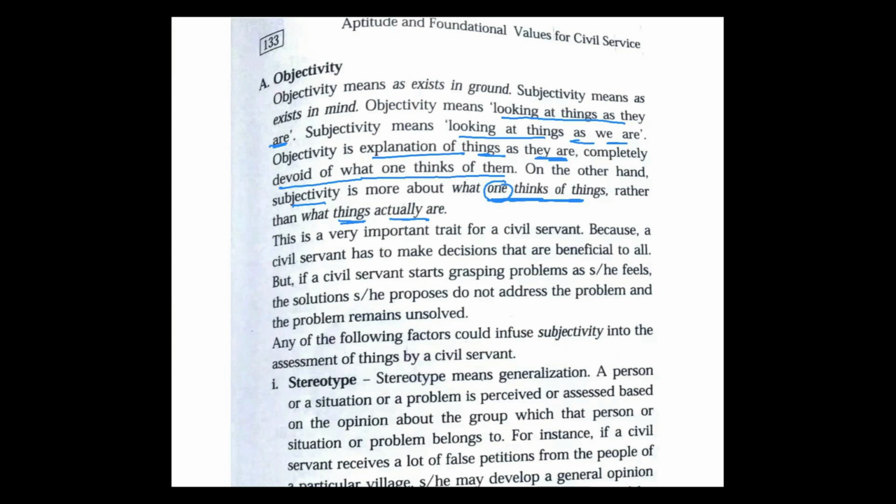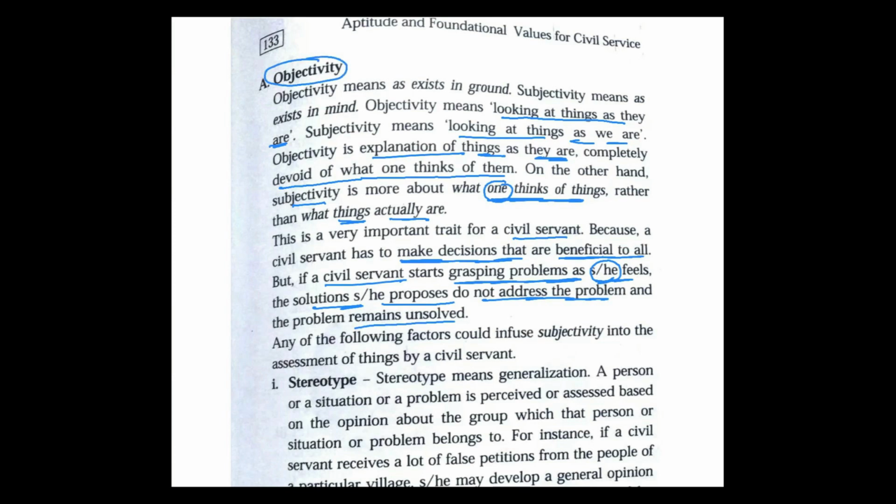But yes, there are some things which are objective. जैसा है वैसा है. For example, sun कहाँ से आता है? East से आता है. Rises in the east. It is objective. We all know. You can't come and say कि नहीं ऐसा नहीं होता है. Right? So this is a very important trait for a civil servant. Because a civil servant has to make decisions that are beneficial to all. But if a civil servant starts grasping problems as he feels, the solutions he proposes do not address the problem and the problem remains unsolved. So you need to have this objectivity.